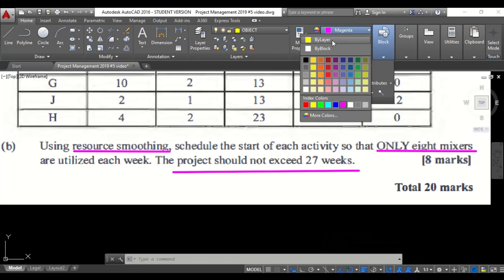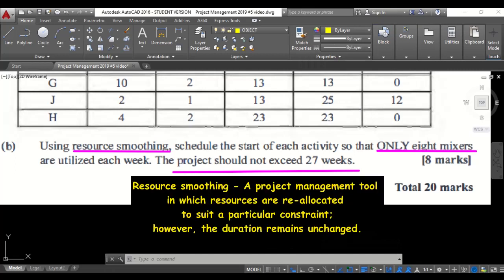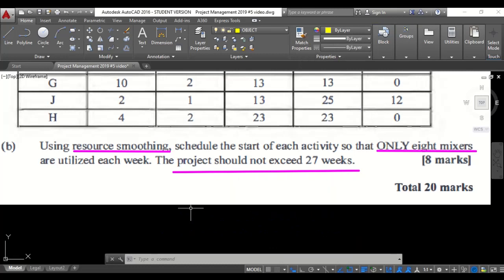So let me just change this back to by layer. Okay, good. So we're looking at resource smoothing. What is resource smoothing? Well, this is another technique that is used in project management where there is a constraint put in place where the resources for the project are concerned.